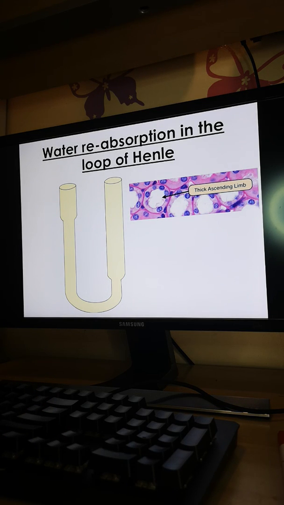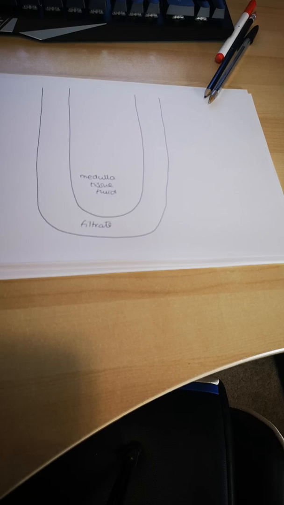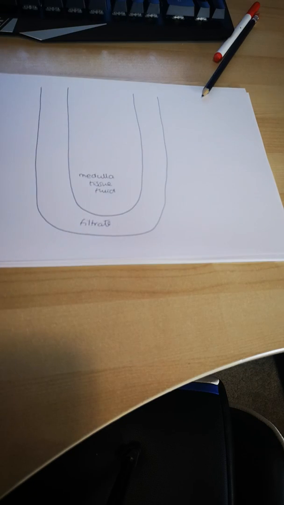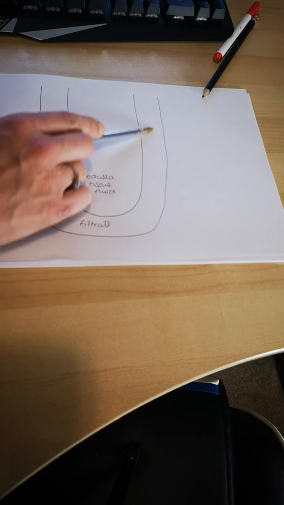Okay, so for the loop of Henle, normally I would draw on this diagram on the board. So what I'm going to do is reposition myself so I can draw on the desk in front of you. Okay, so it's a kind of bog standard diagram this. So this is my loop of Henle. So this is the descending limb and this is the ascending limb.